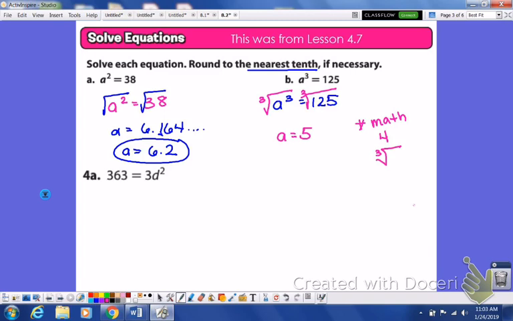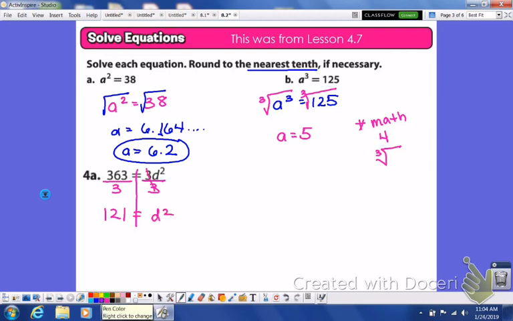Alright, take a look at 4a. 363 equals 3 times d squared. This is going to be a 2-step equation this time. So go ahead and drop your line. I can't take care of this square until I take care of this 3. They're being multiplied, so we want to go ahead and divide each side by 3. 363 divided by 3 is 121. 3 divided by 3 is 1, so we're left with d squared.